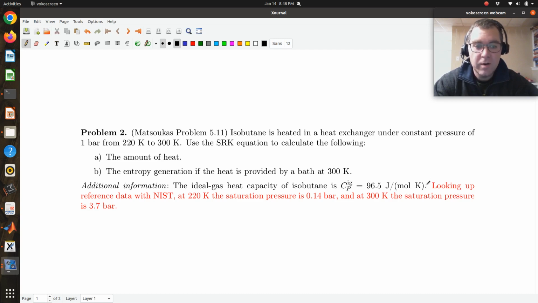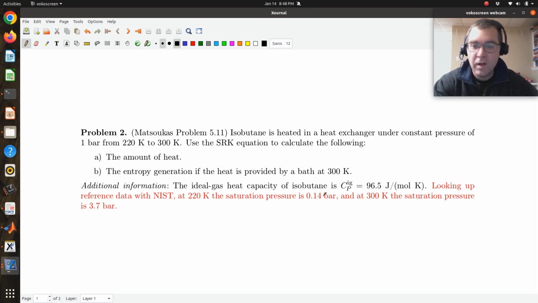Okay, and so here I have reference data. At my initial temperature of 220 Kelvin, the saturation pressure is 0.14 bar. All right, and so Psat is less than my pressure of 1 bar. So Psat is less than P, or P is greater than Psat. So I'm going to have a liquid at 220 Kelvin.